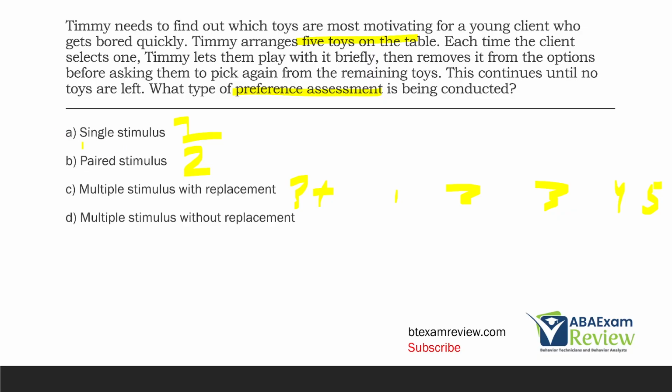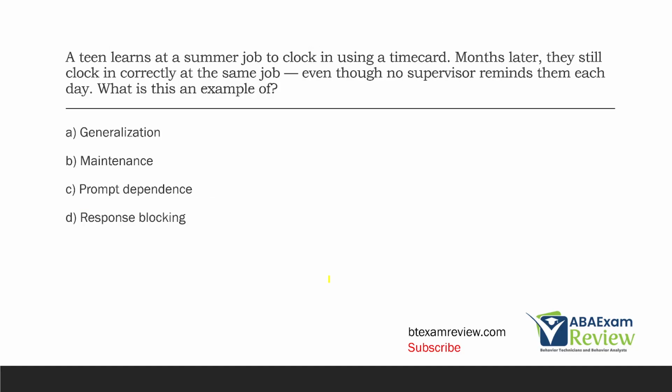Immediately, we can eliminate single stimulus and paired stimulus because it's more than 2 and more than 1. So now we just have to ask ourselves, is there a replacement of items or is there not? Well, Timmy lets them play with it briefly, then removes it from the options before asking them to pick again. In other words, if they pick 2, we would have 3, 4, 1, 5. There is no replacement, so this is multiple stimulus without replacement. Preference assessment questions are very straightforward once you determine how many items are being assessed.